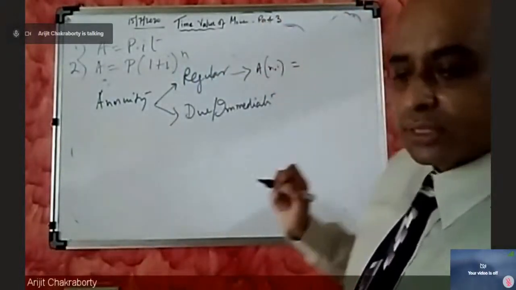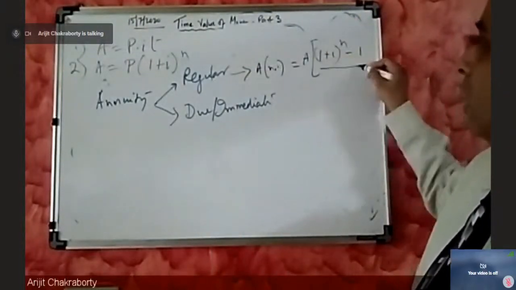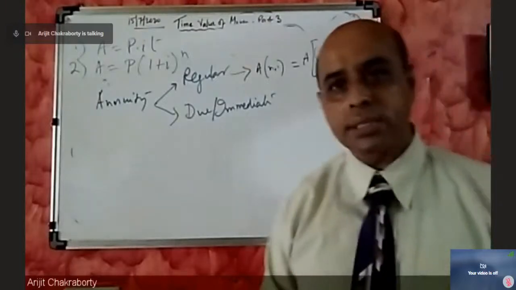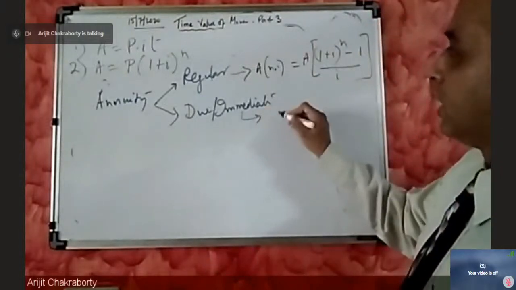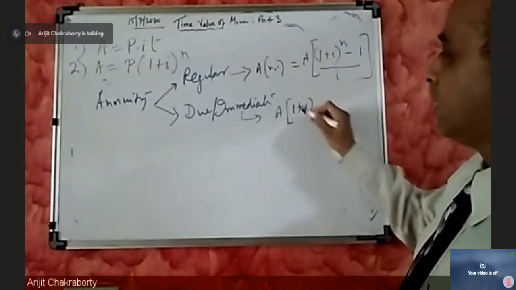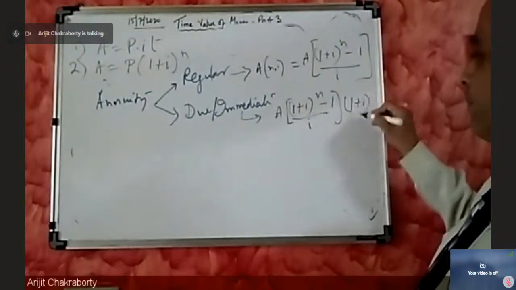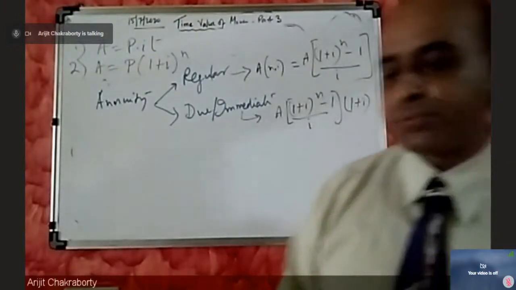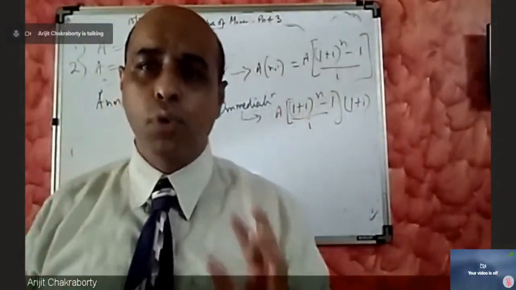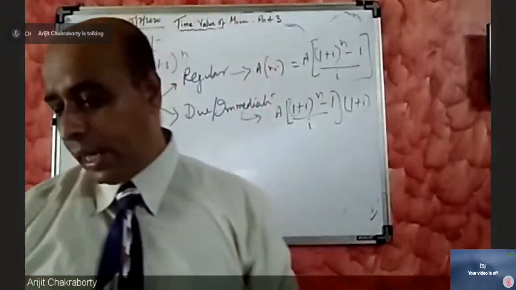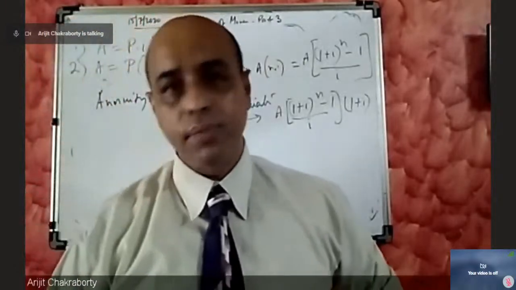This gives you A into 1 plus i to the power n minus 1 by i. We did it last day. For the annuity due, the formula is A into 1 plus i to the power n minus 1 by i, into 1 plus i. These are the two formulas which we did last day, and I also referred to the part of the study material, 4.6.1. Let us now do some numericals.